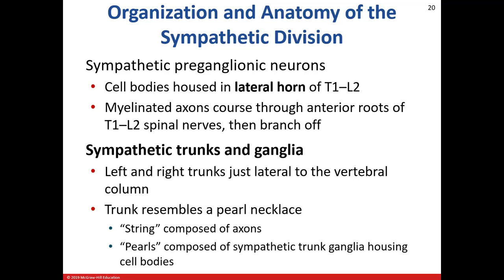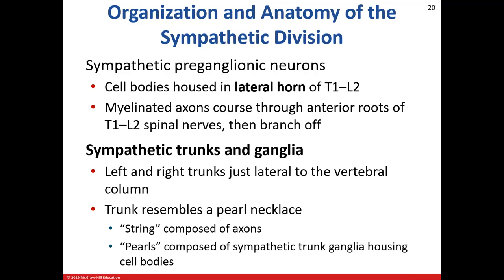Again, if we think about the anterior or the ventral roots, those are motor branches. And when these preganglionic neurons exit that lateral horn, they are a motor branch. Now they're an autonomic or a visceral motor branch, but they are still a motor branch. So they're going to leave the spinal cord through that ventral or anterior root.